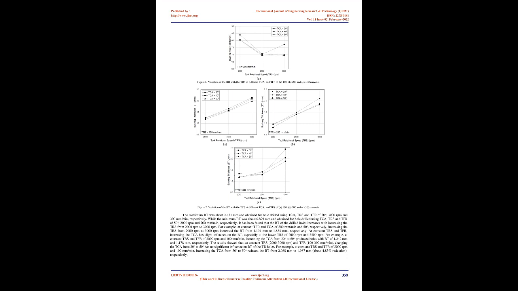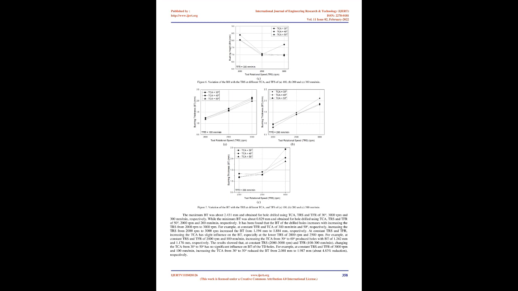Figure 4. Cross-sections of bushes formed after thermal frictional drilling at constant TFR of 100 mm/min and different TRS and TCA. 3.2 Hole diameter measurements. Figure 5 shows the variation of the HD with the TRS at different TCA and TFR.